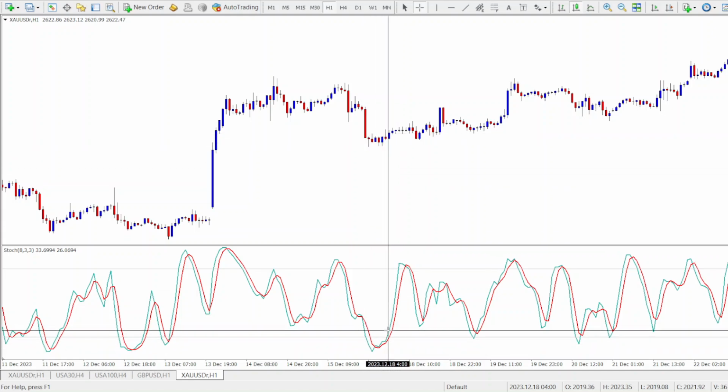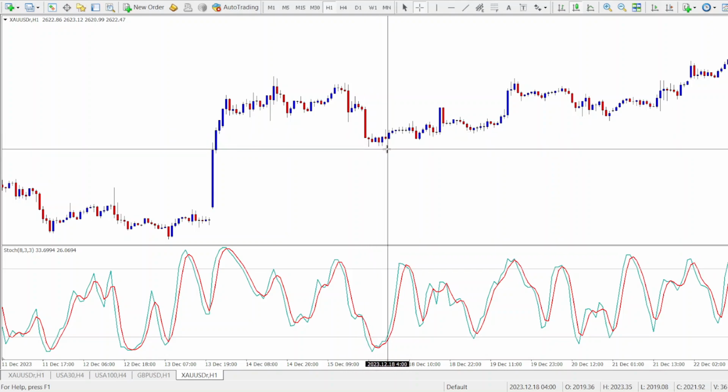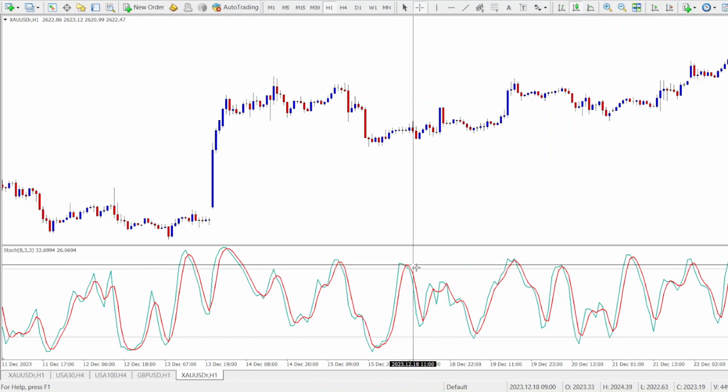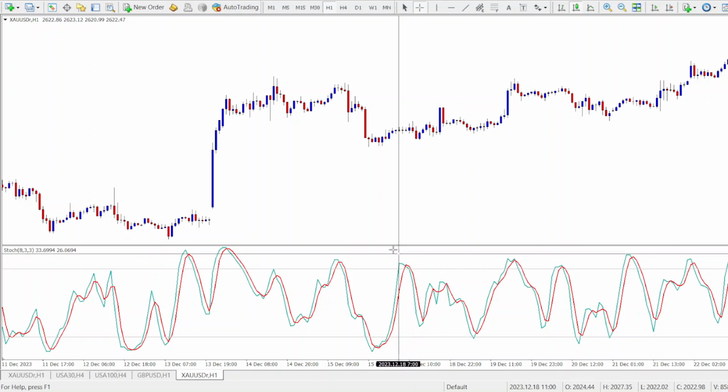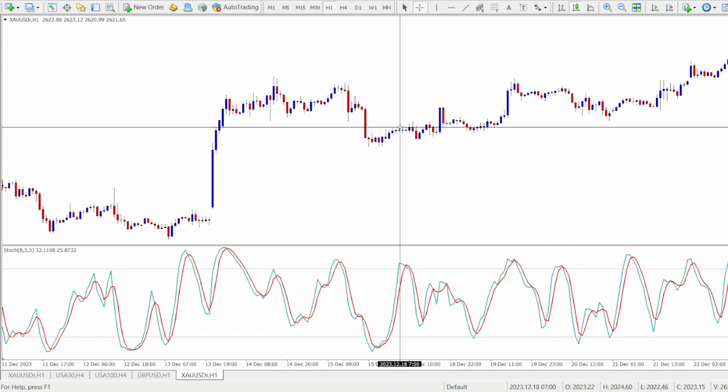We can see that right after the crossover happened, it was somewhere around here. This place would have been a good place for the stop loss, and we can see that an exit signal can be right at the overbought region when the main line begins to cross over the signal line downwards. So we could have considered exiting our trade somewhere around here.